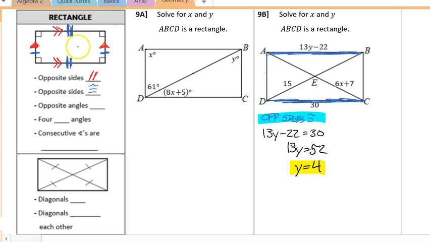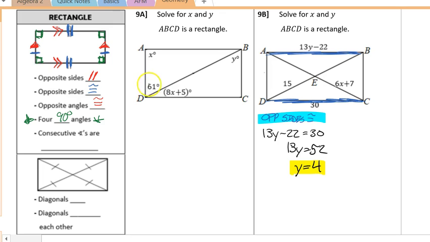Other properties we know from a rectangle is that opposite angles are once again congruent. But really what the new property is, it's really interesting, is that we have 4 90-degree angles, which is kind of the cornerstone of a rectangle. We know that we have 4 90-degree angles in a rectangle.